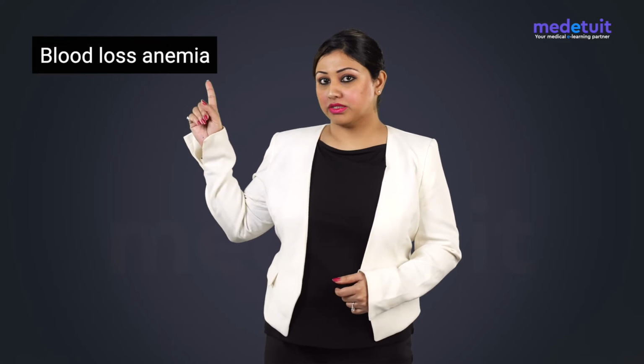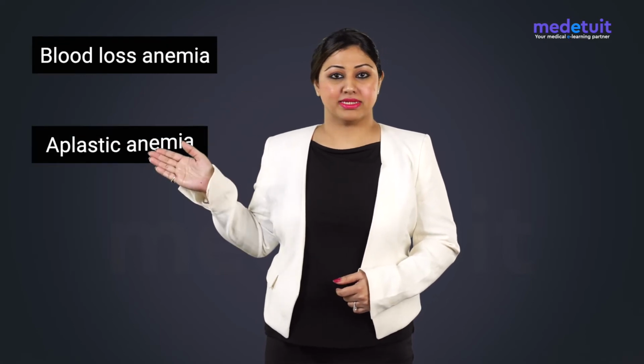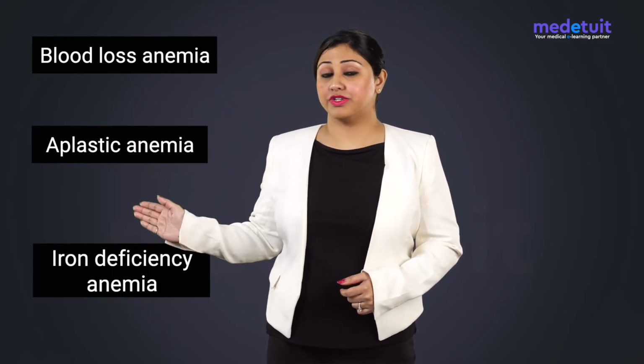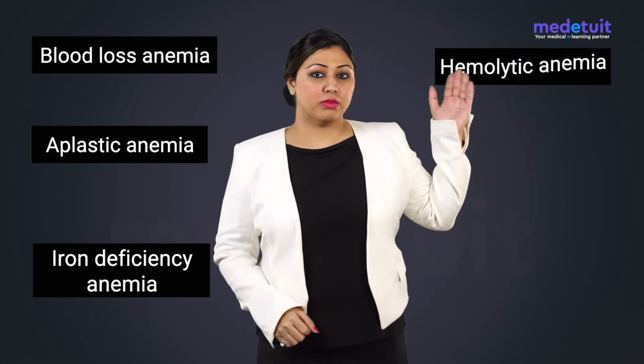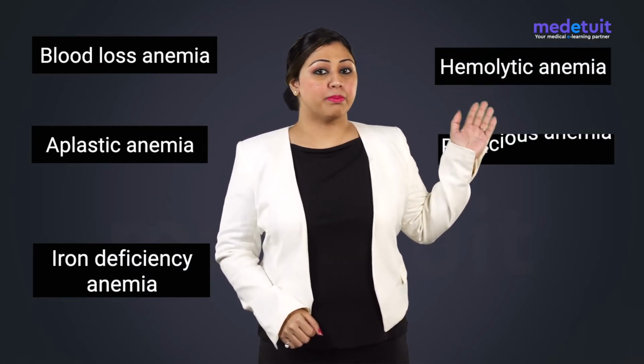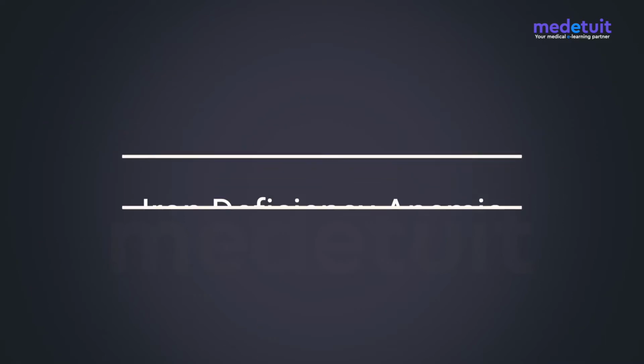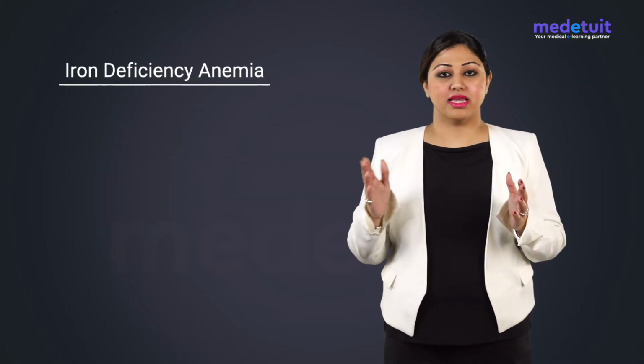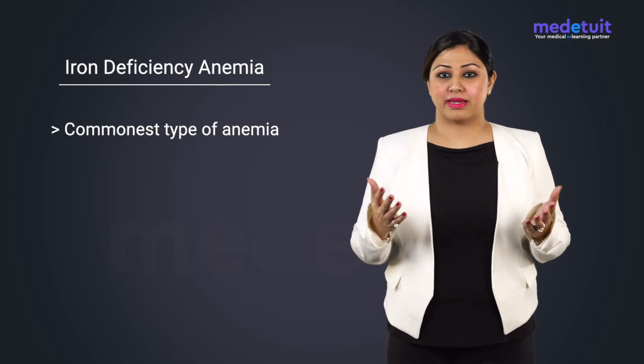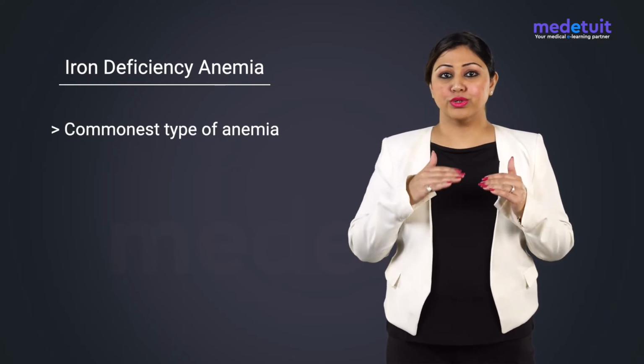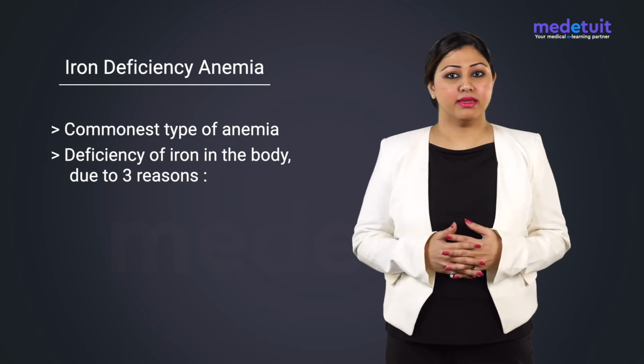Next is the etiological classification. The first one is the blood loss anemia, second aplastic anemia, third is the iron deficiency anemia, fourth one hemolytic anemia, and the fifth one is pernicious anemia. So first we will discuss iron deficiency anemia. It is the commonest type of anemia, and it is due to the deficiency of iron in the body.